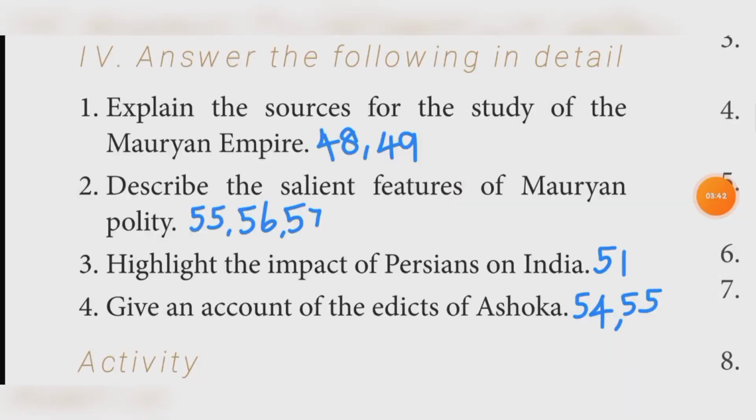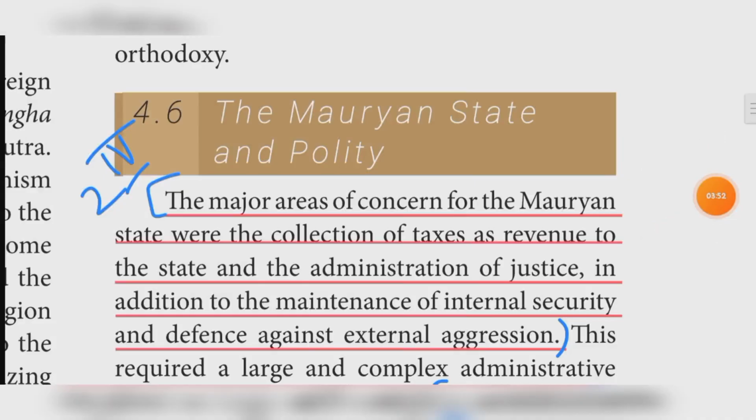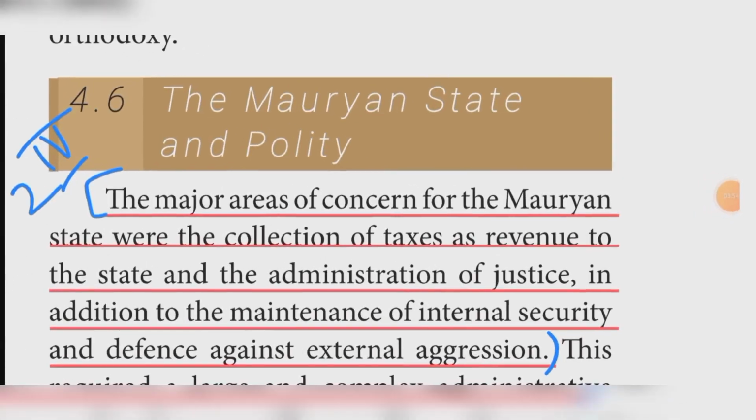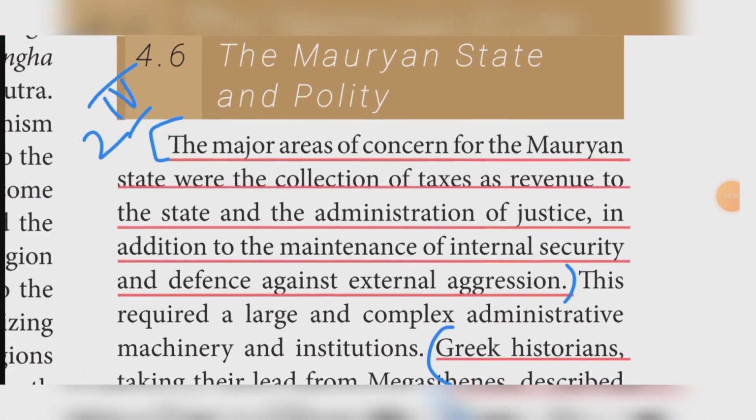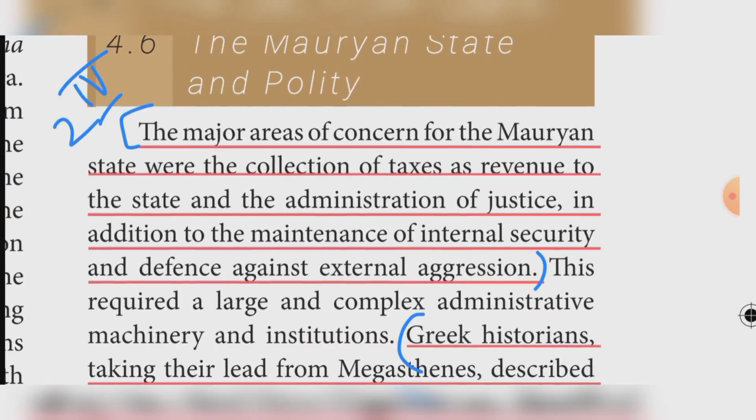Next, second question: describe the salient features of Mauryan polity. The answer is on book page number 55, 56, 57. Fourth roman, second answer: the major areas of concern for the Mauryan state were the collection of taxes as revenue to the state and the administration of justice, in addition to the maintenance of internal security and defense against external aggression.